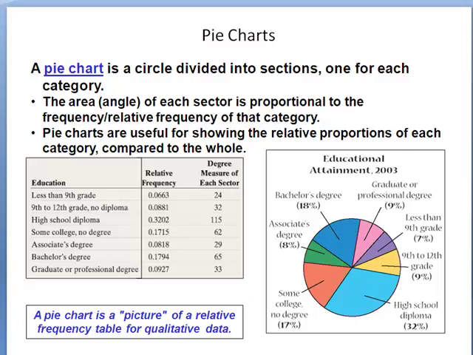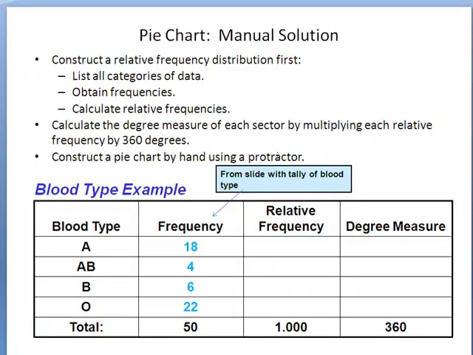So hopefully this will make you appreciate MINITAB, because you're not going to have to use a protractor and a compass. You're just going to use MINITAB to make a pie chart. Let's look at our blood type example and see how we would do this. Here's our frequency table, and we know how to get the relative frequency. We just say 18 divided by 50, which gives us 0.36 or 36%. Then the relative frequency of people with blood type AB would be 4 out of 50, and we do the same for the B and the O. So there we have our relative frequency column.